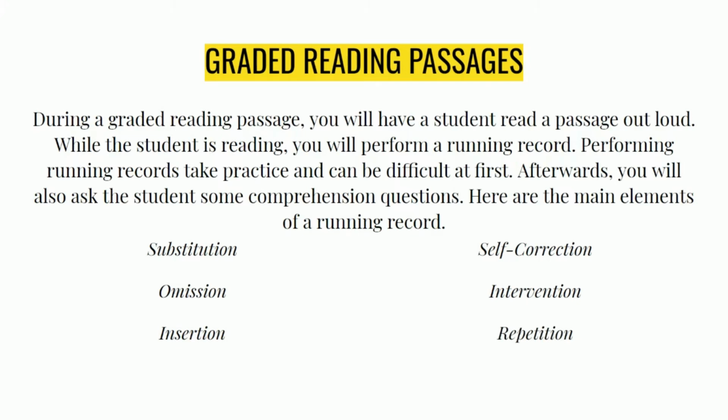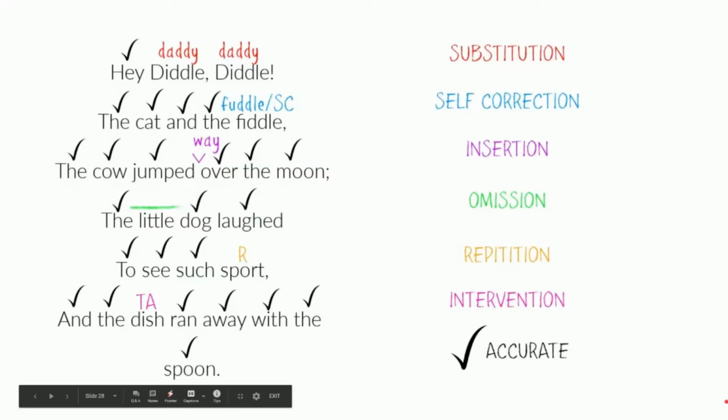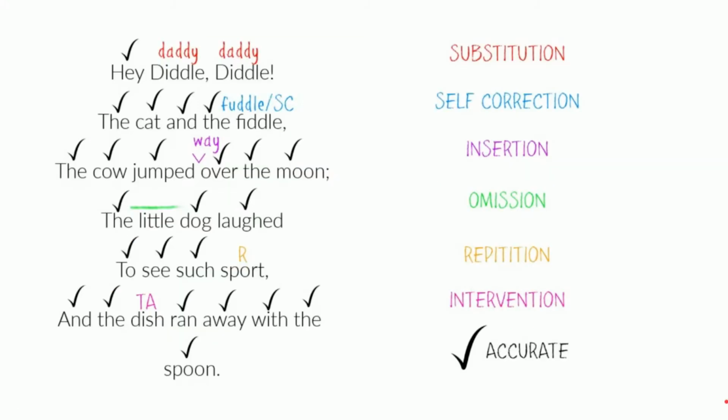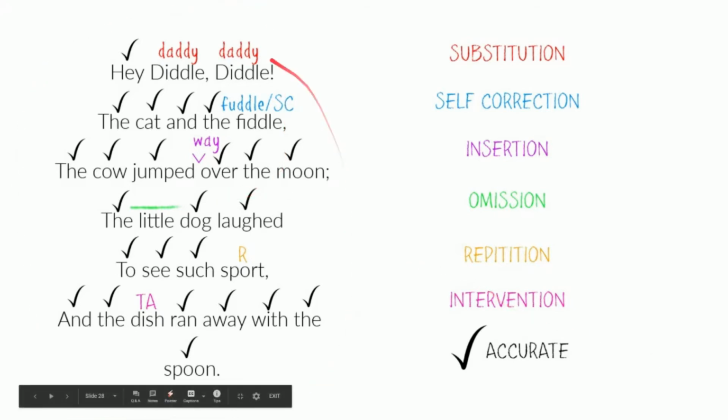So let's take a look at what these words actually mean on a running record. So here is an example of a running record. Now you can see that we have our passage right over here. This is what the student would be reading. They would have a copy for themselves, and you would have a copy too that you're going to mark on.